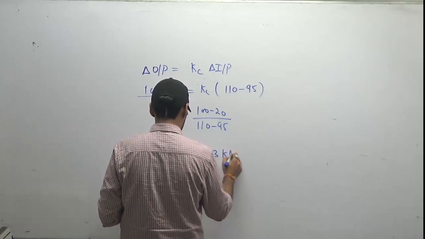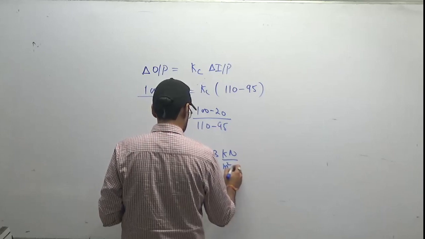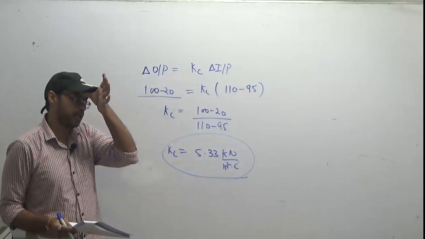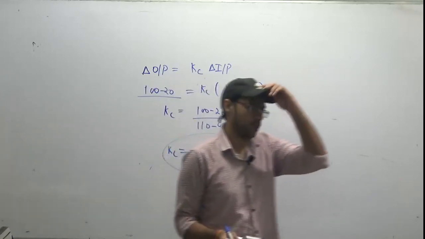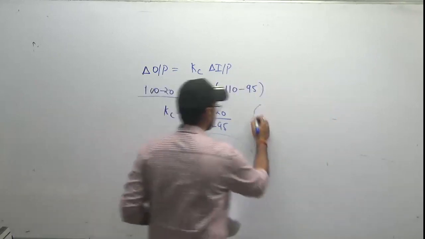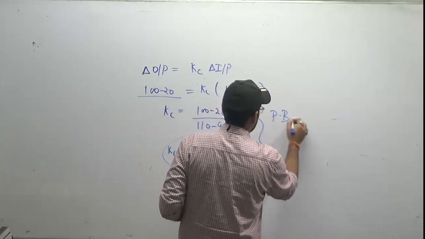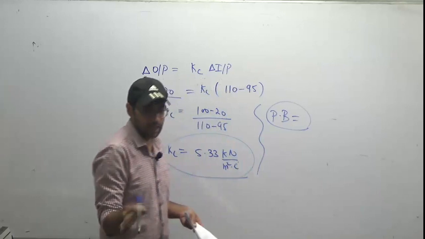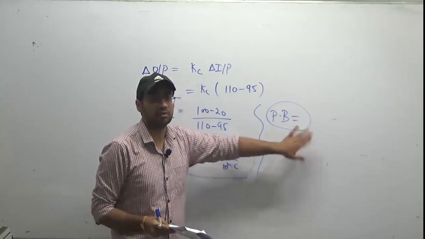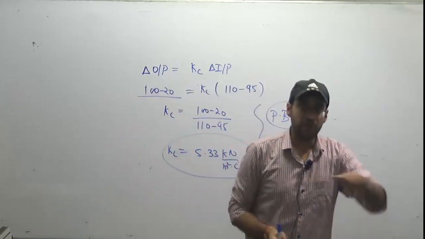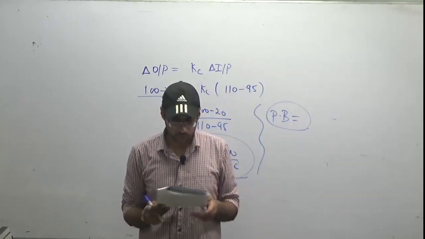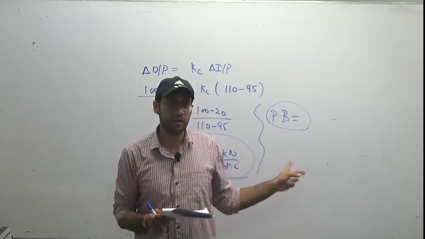5.33 kilonewton per meter square into degree Celsius. So Kc has units, and these units depend upon what? Input and output units, right? This is your sensitivity. What about proportional band? Proportional band. Don't give me that particular definition or formula. I don't want the formula. What is the actual meaning of this thing? Anyone? We have discussed this thing in the class, no? Proportional band is equally important, related to sensitivity.